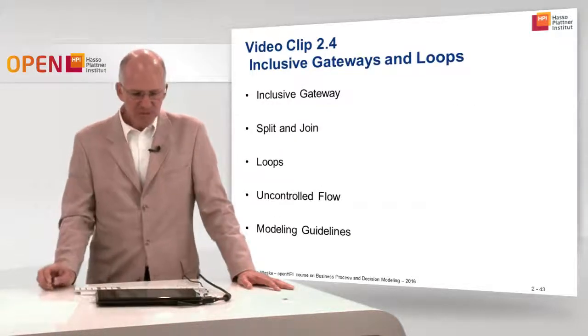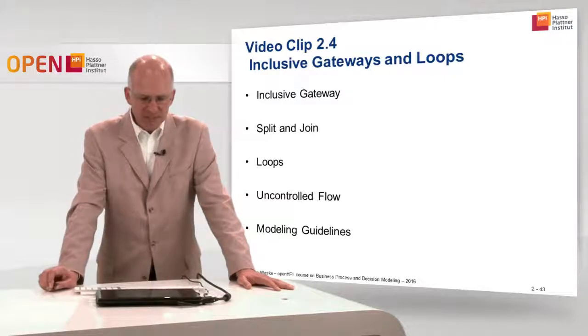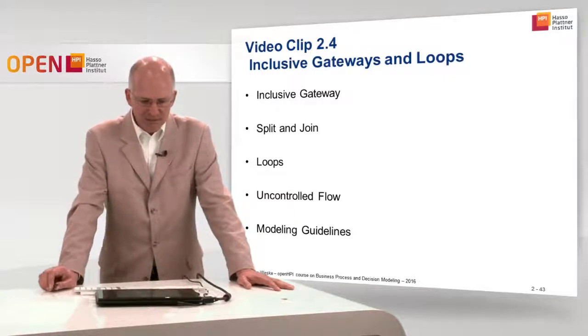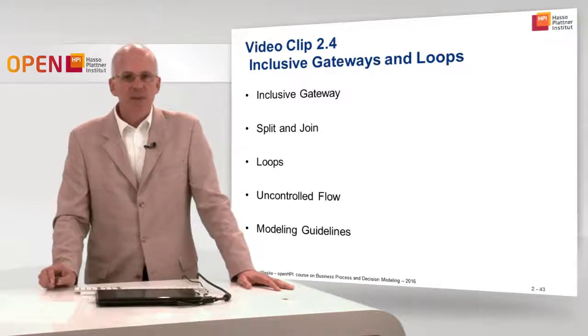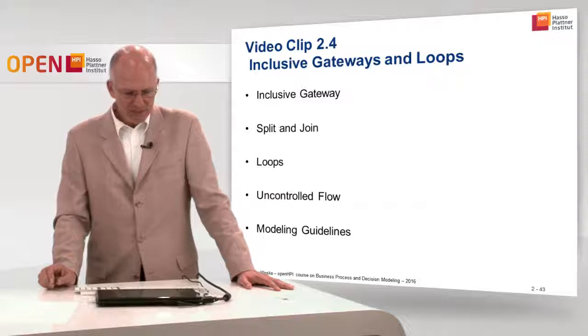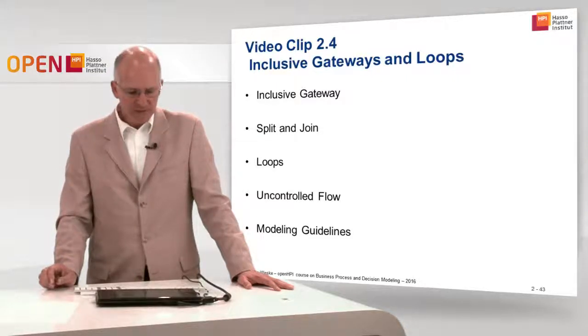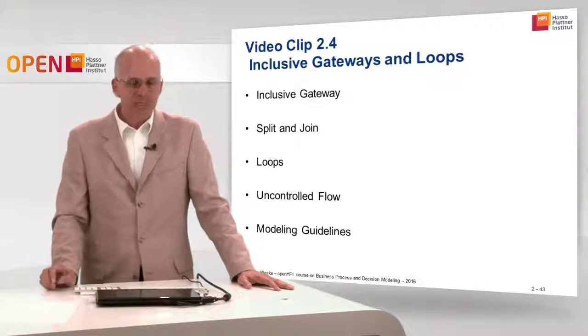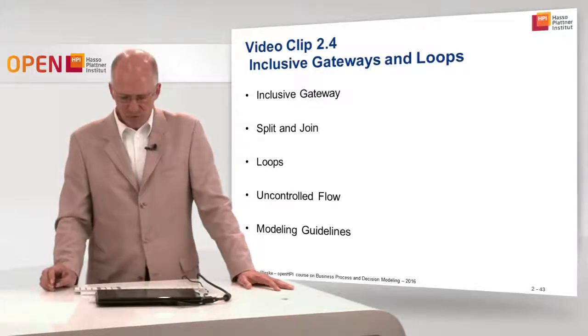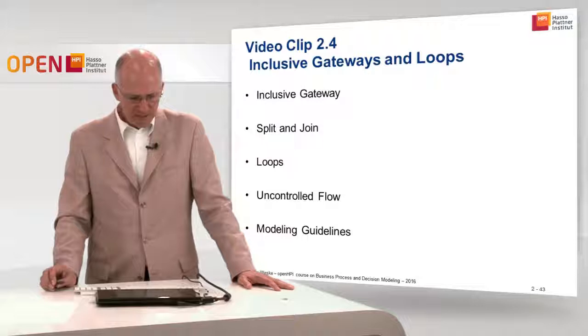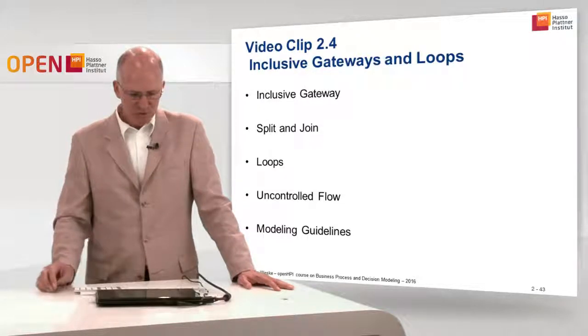That concludes video clip 2.4, in which we discussed inclusive gateways and loops. We discussed the split and join behavior of the OR gateway, especially the OR join. We spent some time discussing this. We have seen that we can use loops, or we can use XOR splits to express loops. We discussed uncontrolled flow, or the problems that are related to uncontrolled flow, and we ended with modeling guidelines related to gateways, especially related to mixed gateways.